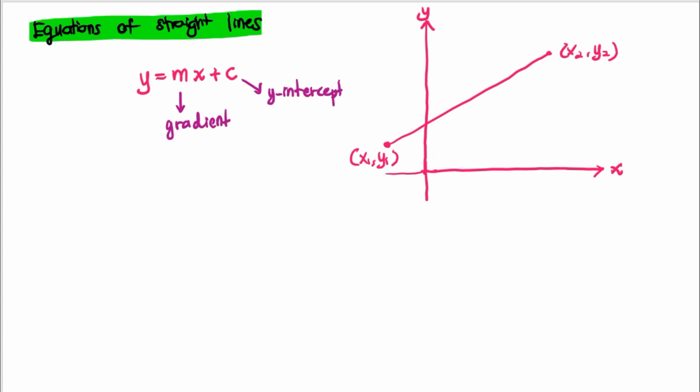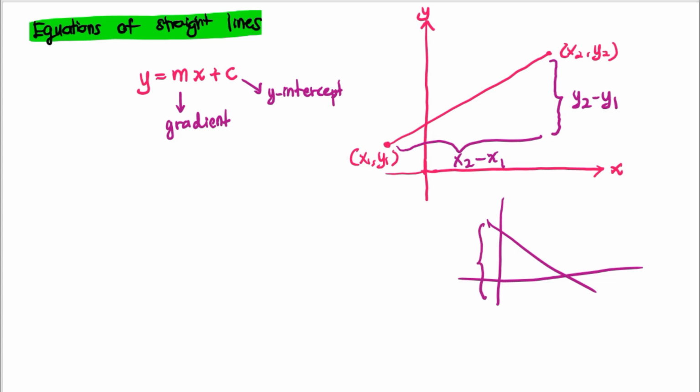If we illustrate this, suppose we have two points on the xy plane and we have to find the equation of the straight line. We know the gradient is given by y2 minus y1, which is this length, divided by x2 minus x1, this length. Note that if the line goes this way, m will be a negative value, but if it goes this way, then m will be a positive value.